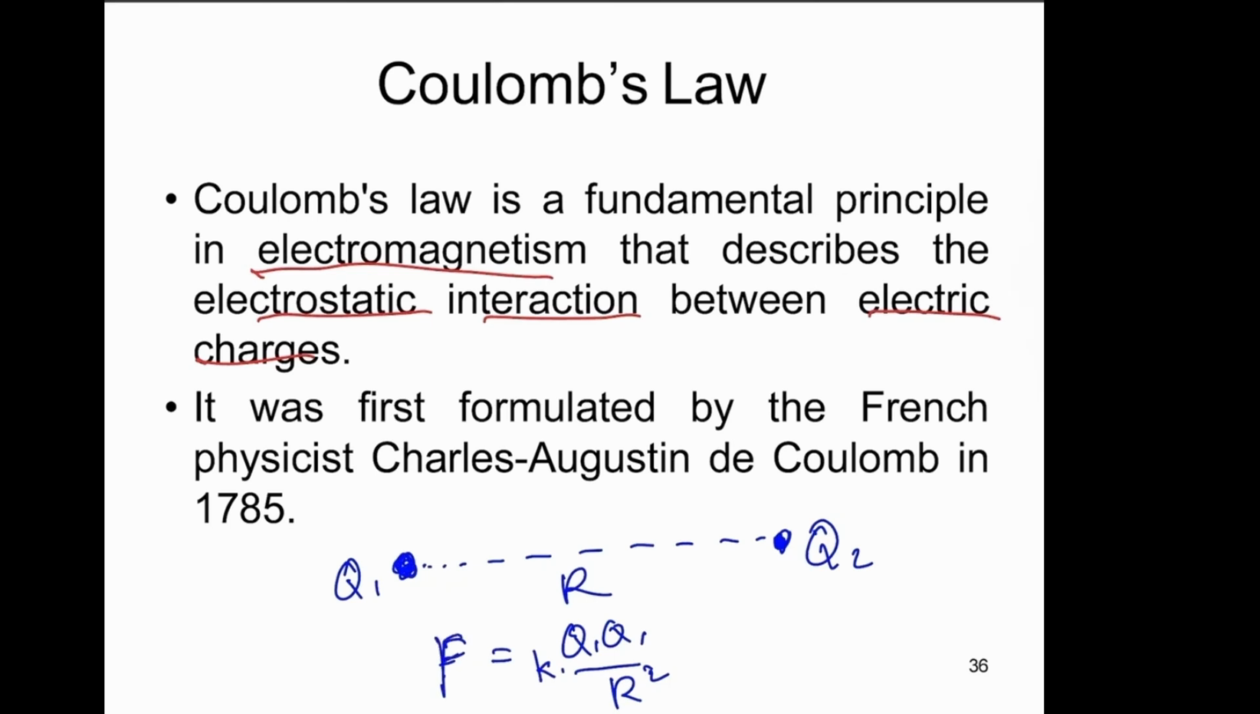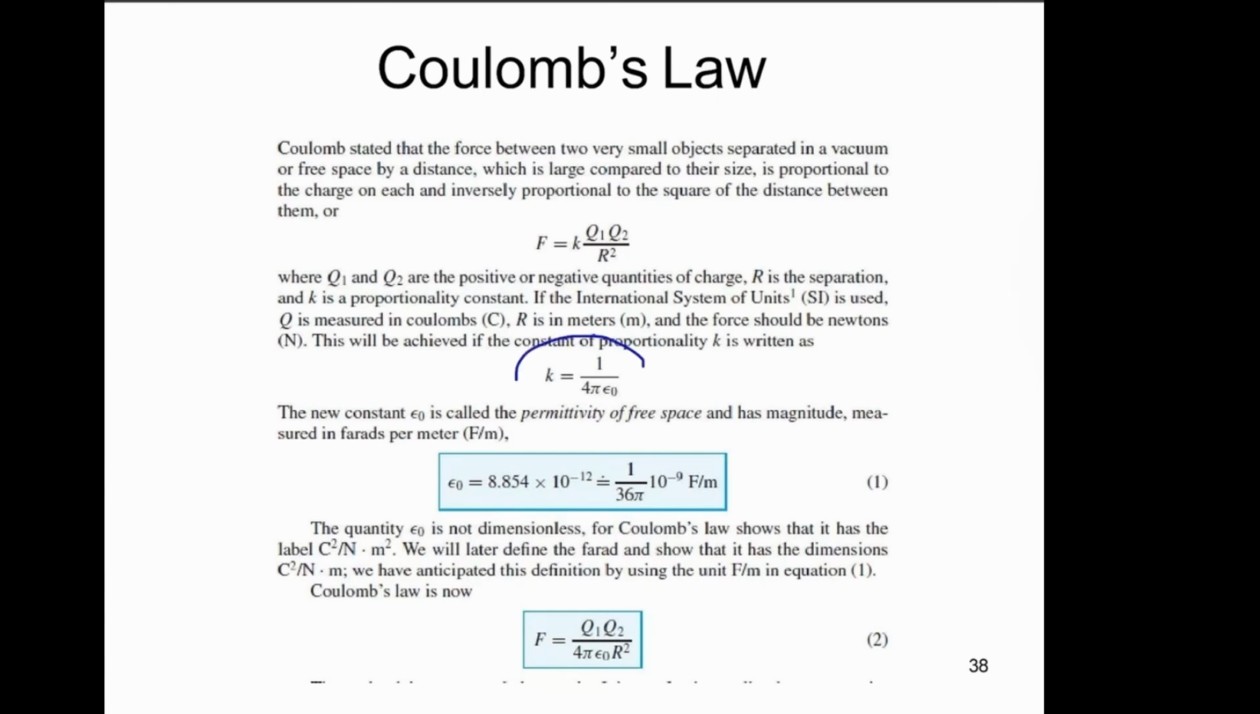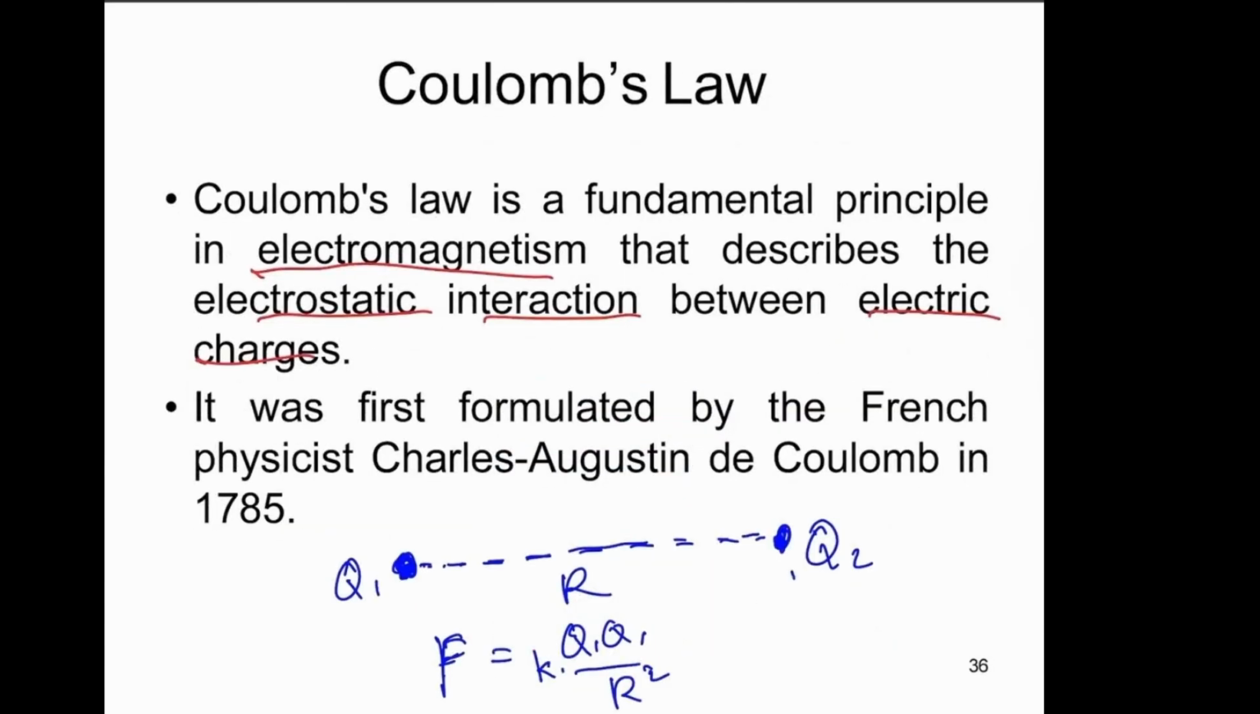Force equals charge Q1 times charge Q2 divided by the distance squared, times K. K equals 1 over 4 pi epsilon naught. Epsilon naught is equal to 8.854 times 10 to the minus 12. This is the force at Q2 due to Q1, due to the charge at Q1.